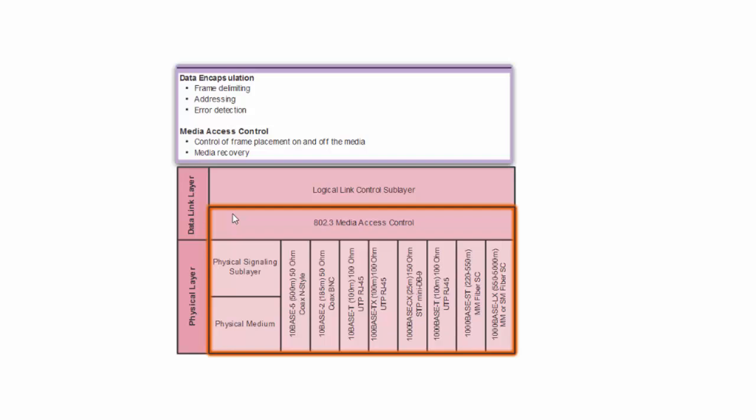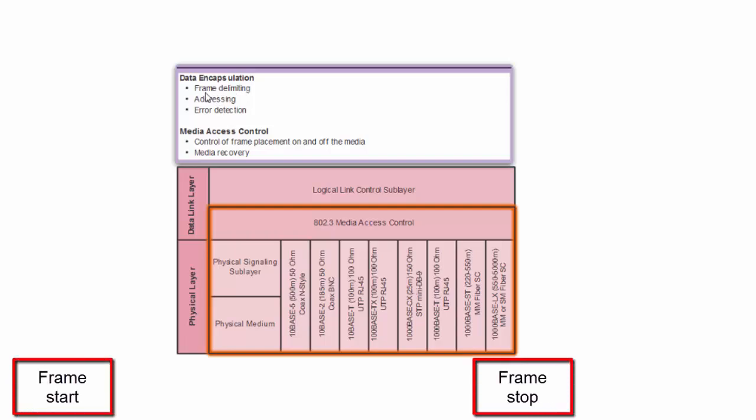The operation of the Ethernet MAC sublayer has two main functions. One is data encapsulation, and the other one is medium access control. The data encapsulation part has three main functions. The first one is frame delimiting. As we have mentioned last time, frame delimiting defines a set of predefined binary values that are used to mark the start and the end of the frame, and therefore it facilitates the synchronization between the sender and the receiver.